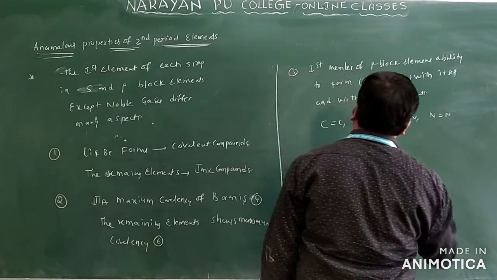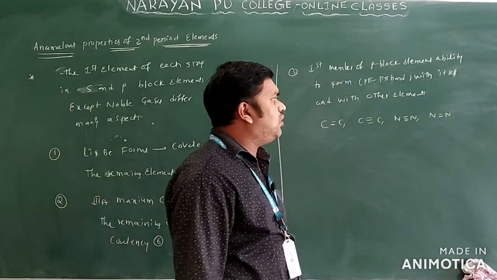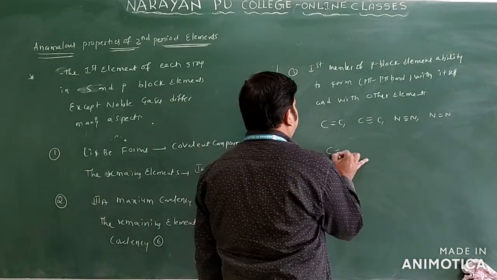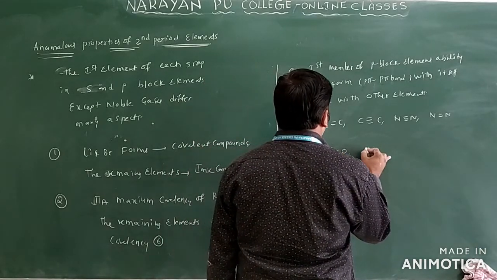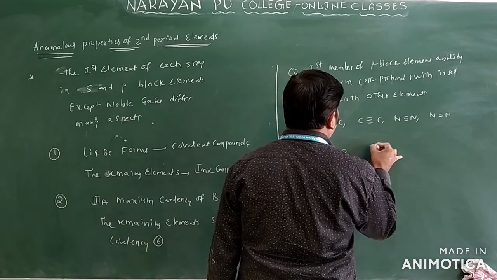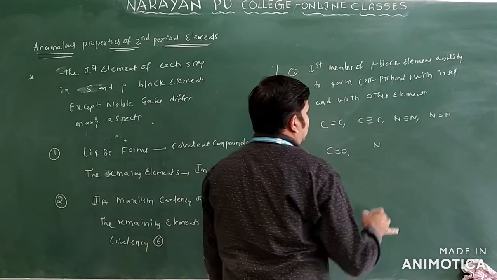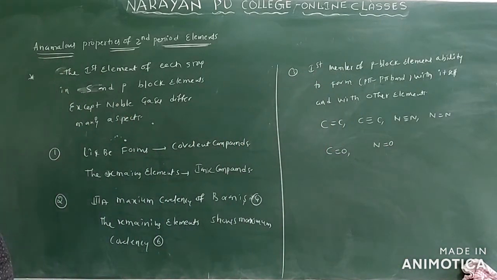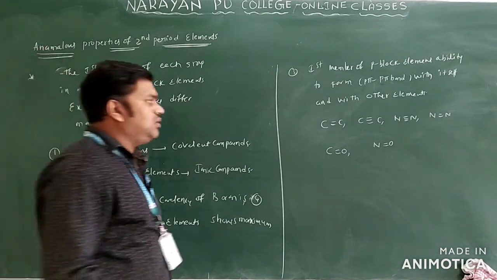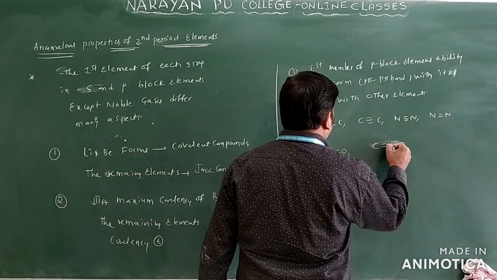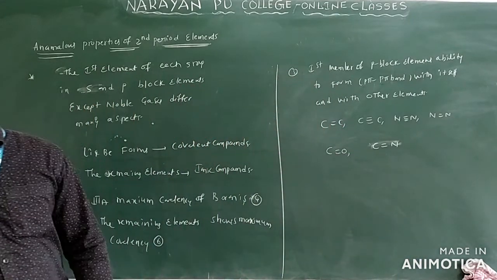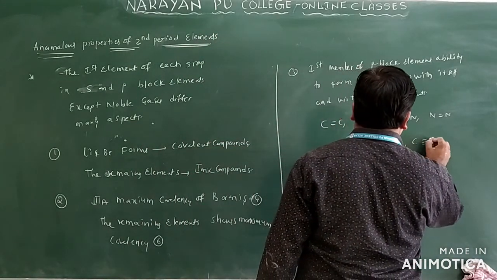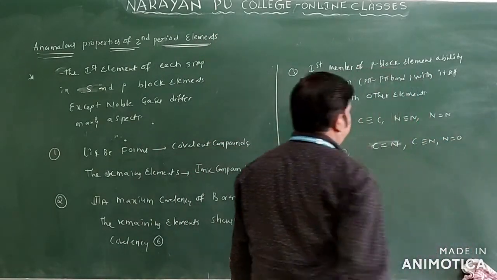Same elements like C double bond C, C triple bond C, N double bond N, and N triple bond N, we will write down. If they combine with other elements, suppose I write here C double bond O, CO possibility is there, and N double bond O is also a possibility. We can write C double bond N, oxygen with nitrogen and carbon with nitrogen, and C triple bond N is also a possibility.